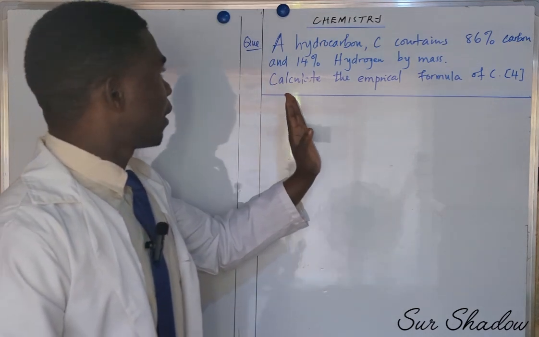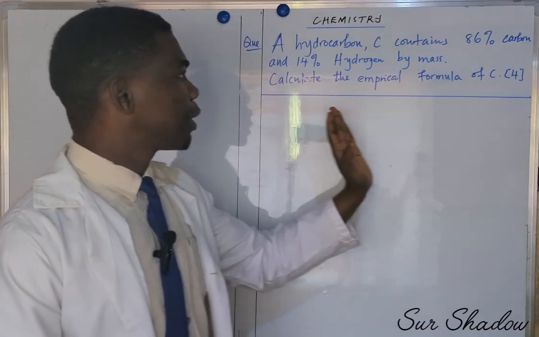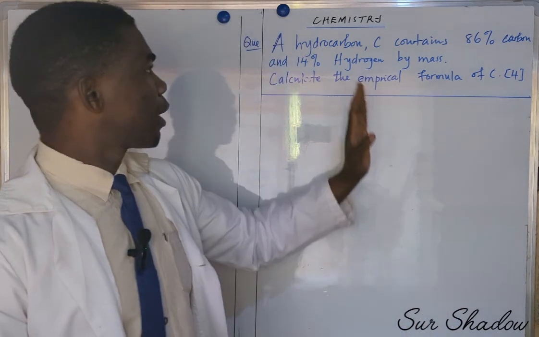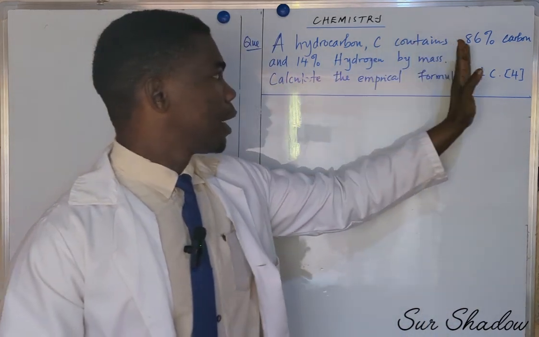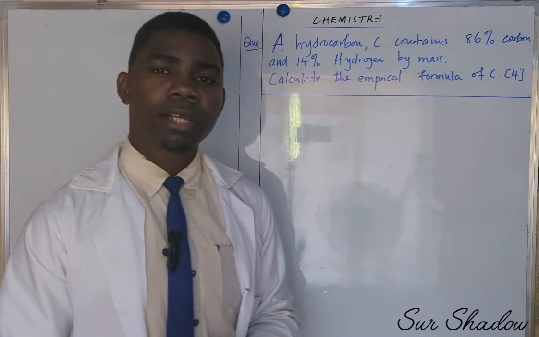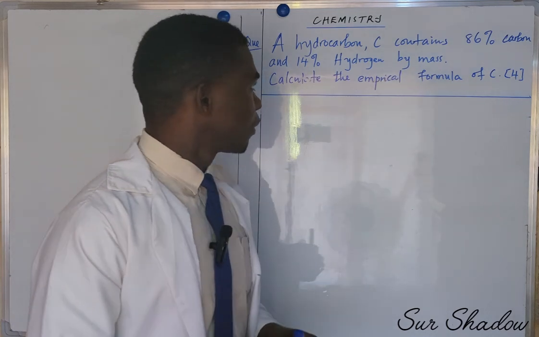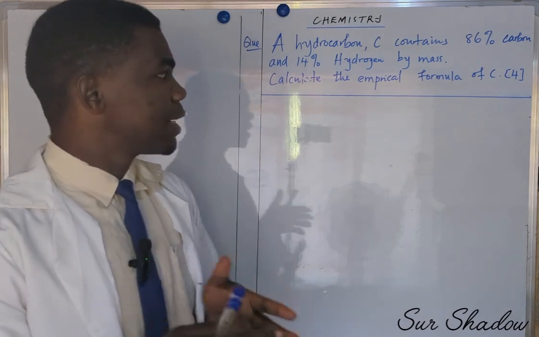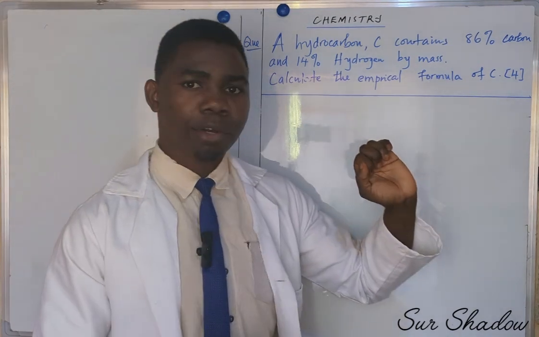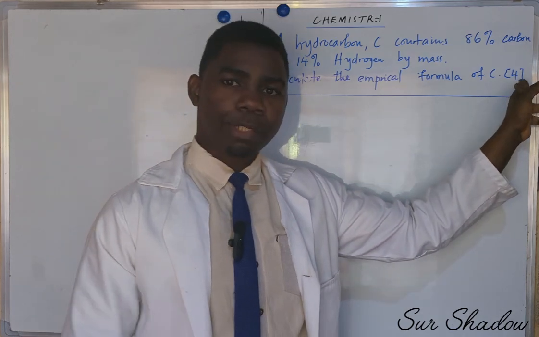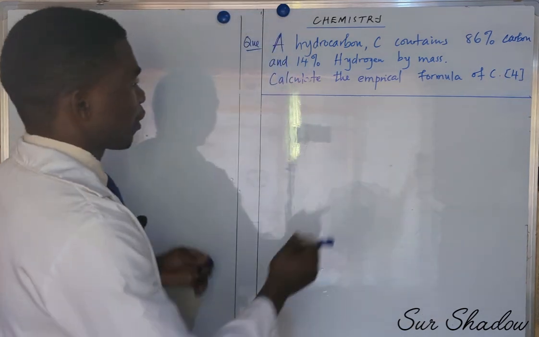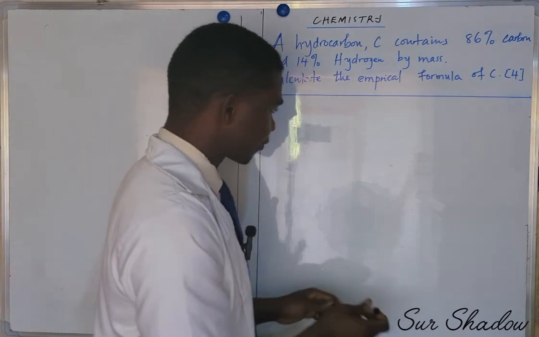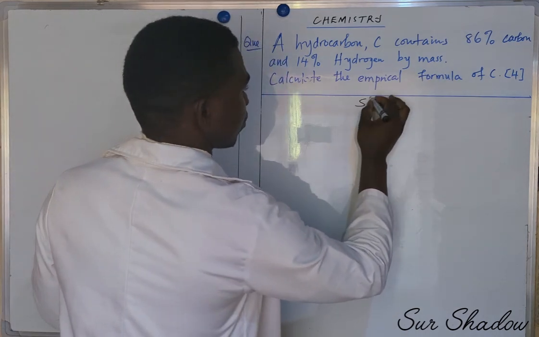So our main concern here is to calculate the empirical formula being generated from this given 86% of carbon and 14% of hydrogen, right? There are certain steps that need to be followed for us to come up with the empirical formula. Remember, we are given 4 marks for that question, right? So let's now move on to the solutions. Moving on to the solutions, I can write solution here.